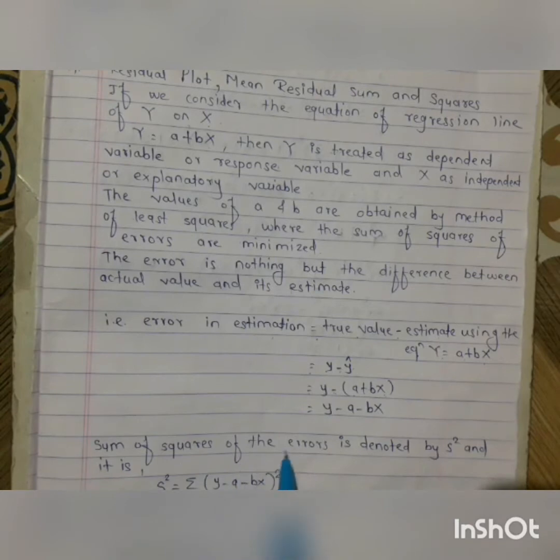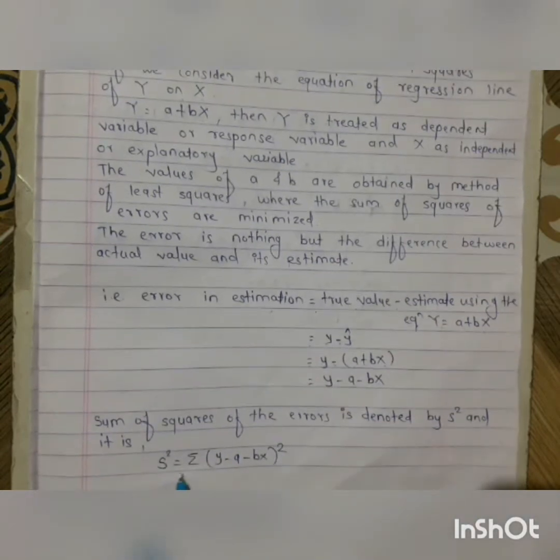The sum of squares of the errors is denoted by S square, and S square is equal to summation of (y minus a minus bx) whole square.